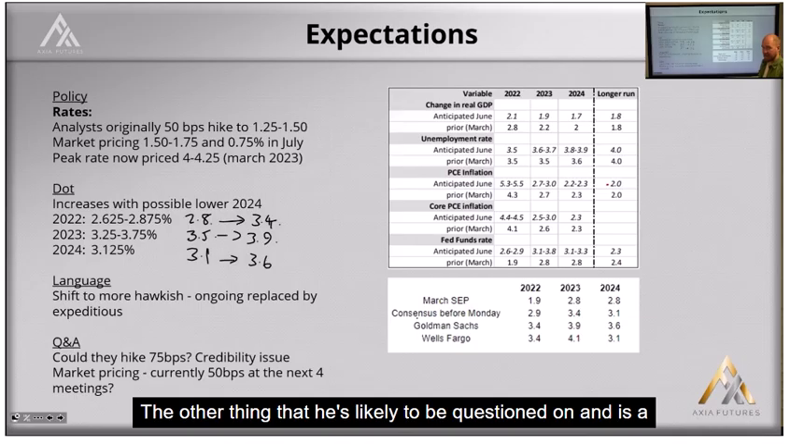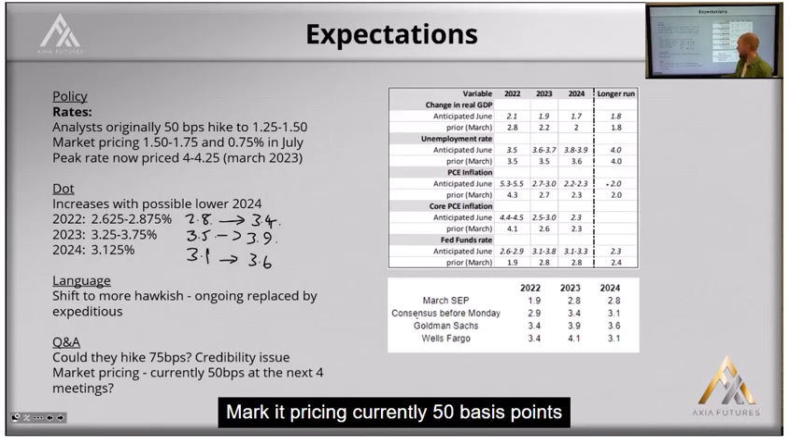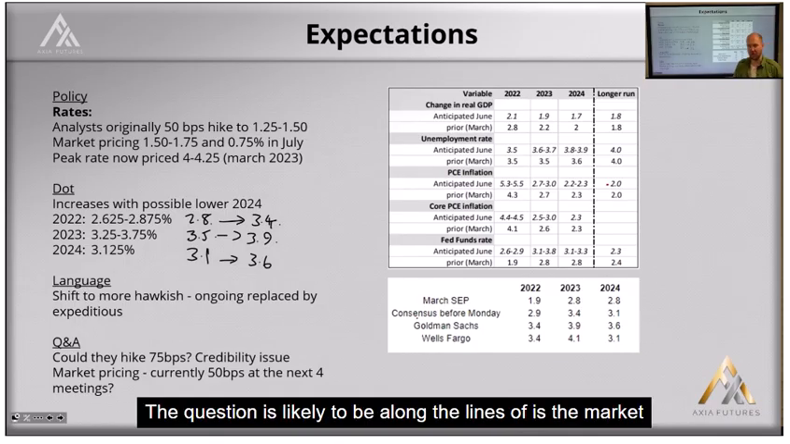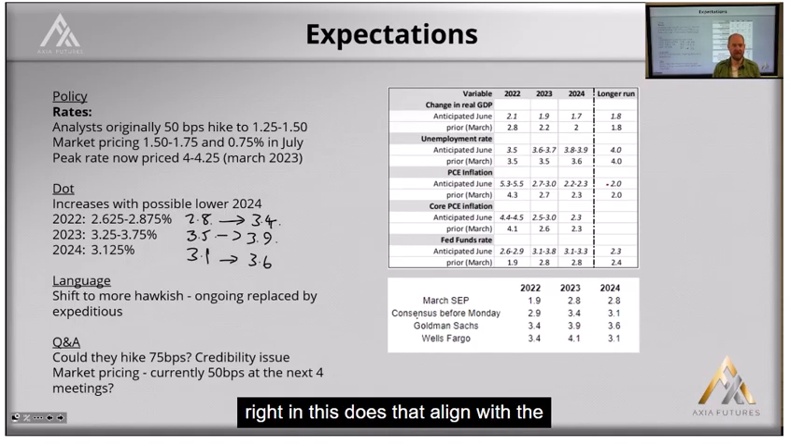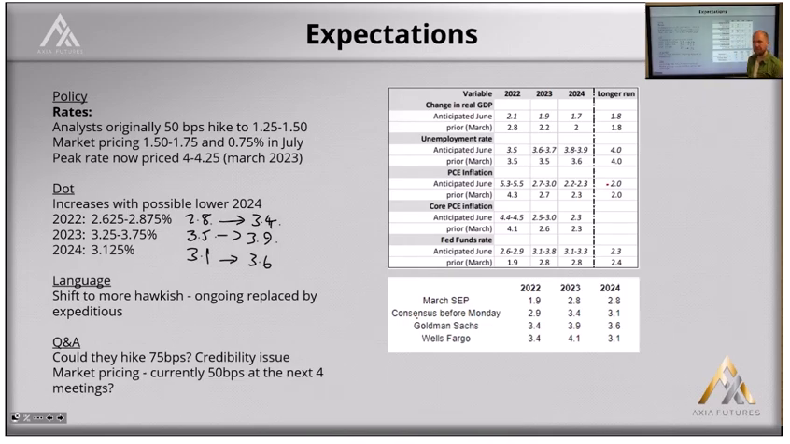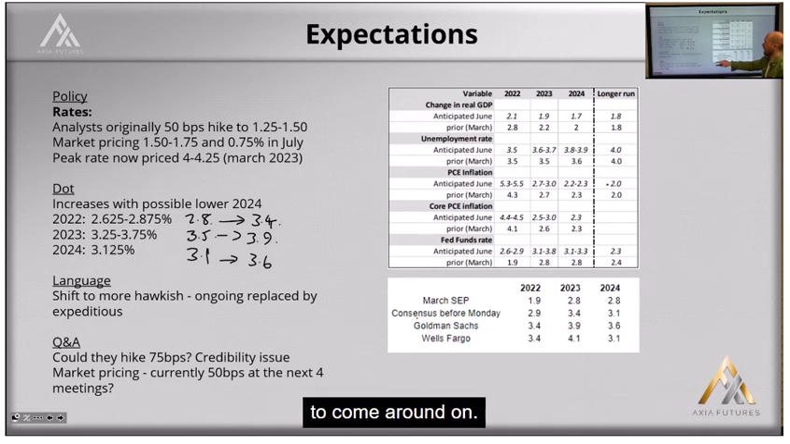The other thing that he's likely to be questioned on, and is a favourite question, is market pricing, currently 50 basis points at the next 4 meetings. The question is likely to be along the lines of, is the market right in this? Does that align with the Fed's view, which essentially is shown by the dots? So that's what the questions are going to come around about, or likely to come around on.